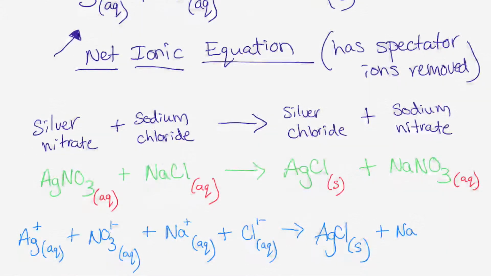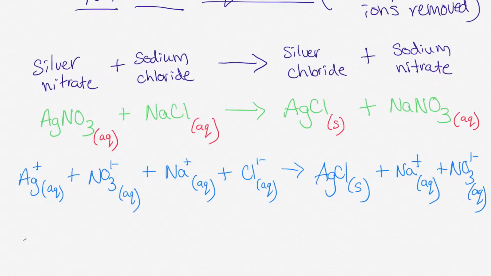And then we're going to form our Na+ from our sodium nitrate, and then our NO3 with a 1- from our sodium nitrate. So then again, that is our total ionic equation.